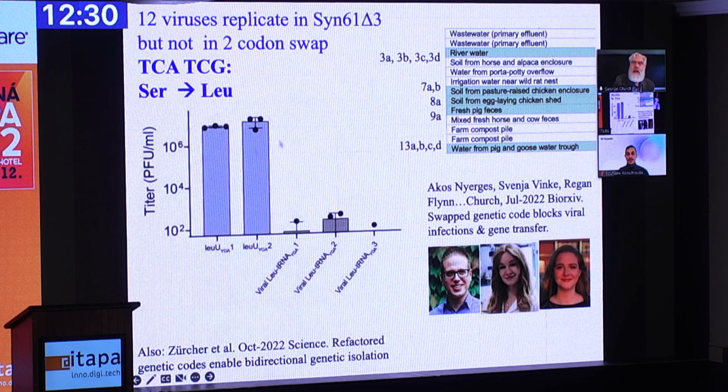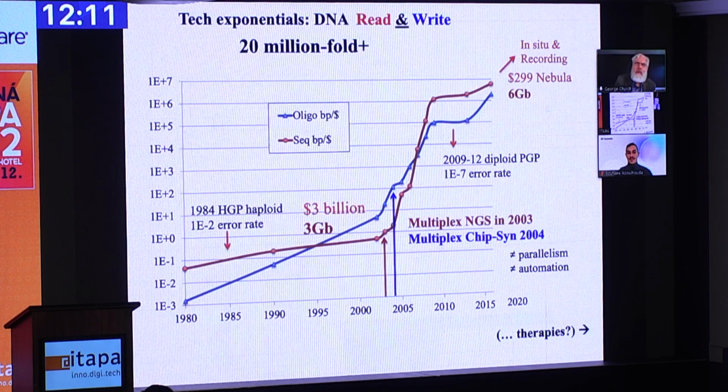And we confirm this by getting random viruses from the environment, from sewage and from farms, and testing those. And you can see they're undetectable in this assay. And this is Akos, Savina, and Reagan, and others that have contributed to that.